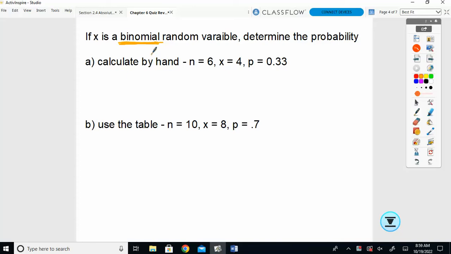So we don't even have to think about it and try to decide if it is or isn't. I'm telling you it is. So we can use either the binomial table or the formula for calculating. So part A says by hand.